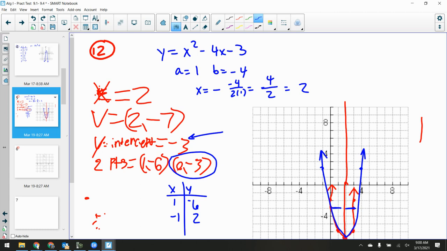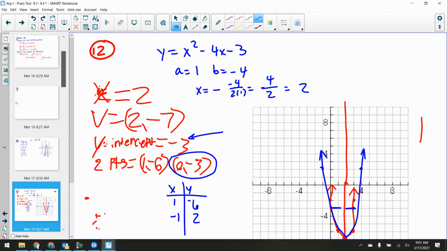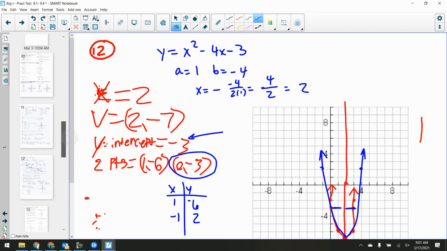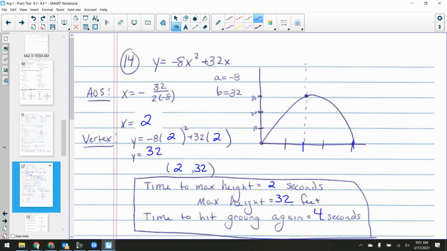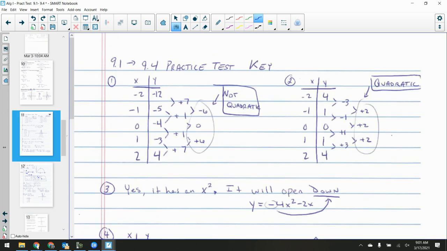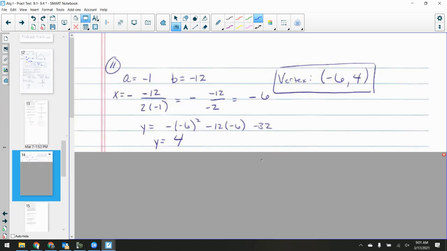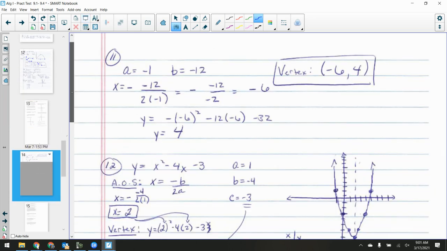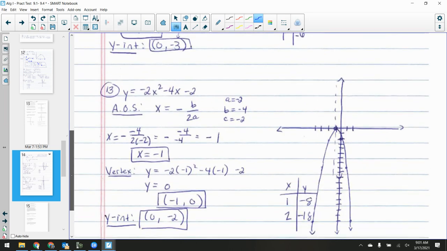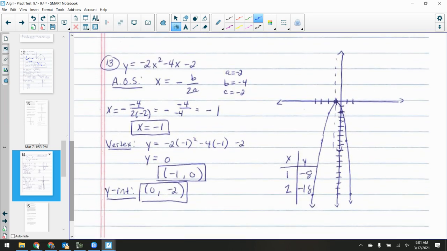Okay. Questions about that? Okay, same thing for 13. Serenity, didn't you do 13? You did it on your whiteboard though, right? Good. So we got the axis of symmetry is negative 1. Let me jump to my key to make sure everything is correct here. Where is that? Is this it? There it is. 11, 12, and here's 13. Good, there's 13. You got it.